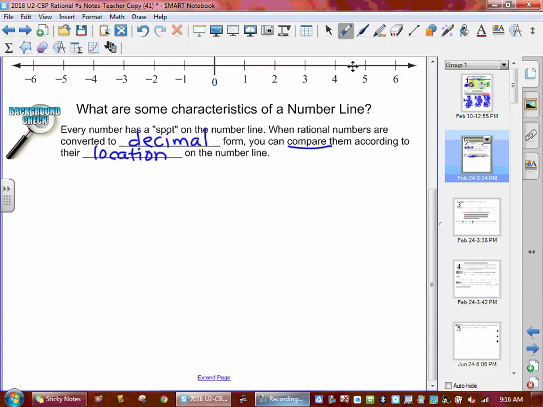If I've got the number 5.6 and I've got the number, let's go with 5 6/9. Well, 5 6/9 is a mixed number. That's going to give me what kind of a decimal? Take a look at the fraction. What kind of decimal should I get there?